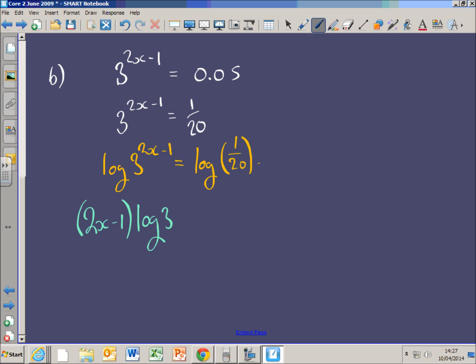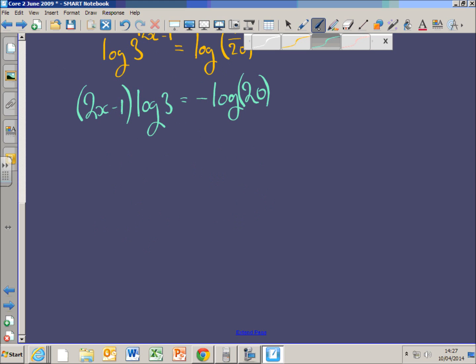Now this one here, is there another way I can write 1/20th? Well, yeah. I can write it as 20 to the power of minus 1. And so this 1 over 20 could be 20 to the power of minus 1. And the power is minus 1, so I can put it at the front. So it's like that, right? Okay. 20 to the power 1, and then bring the minus 1 down.